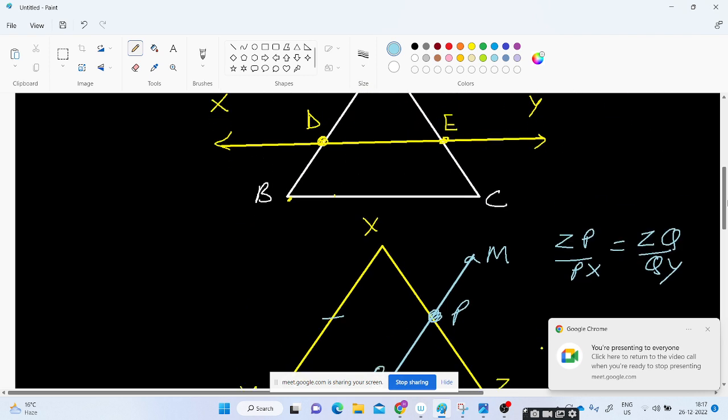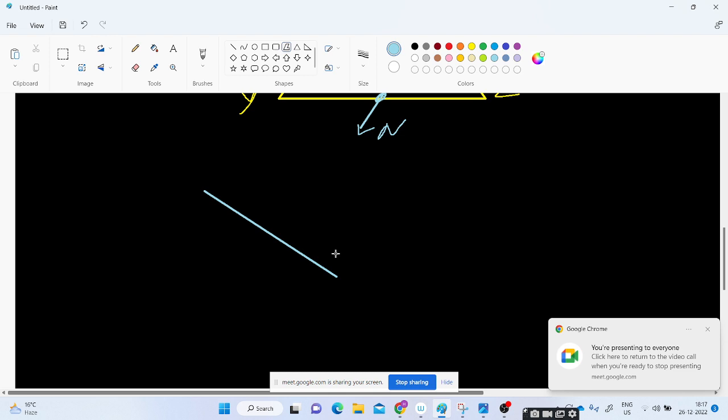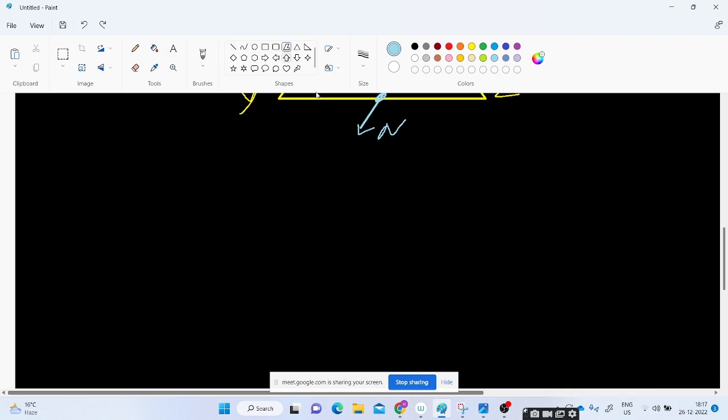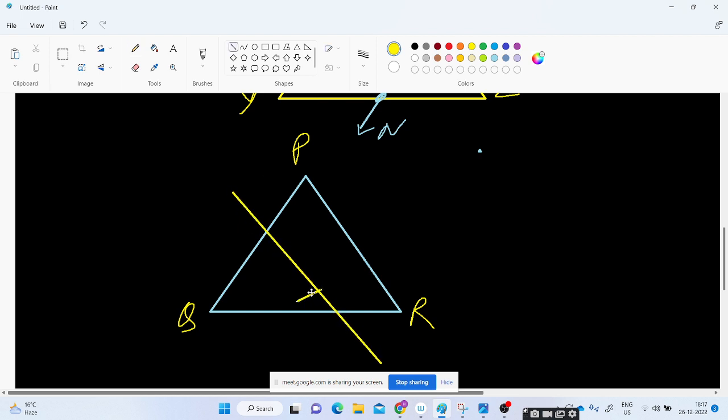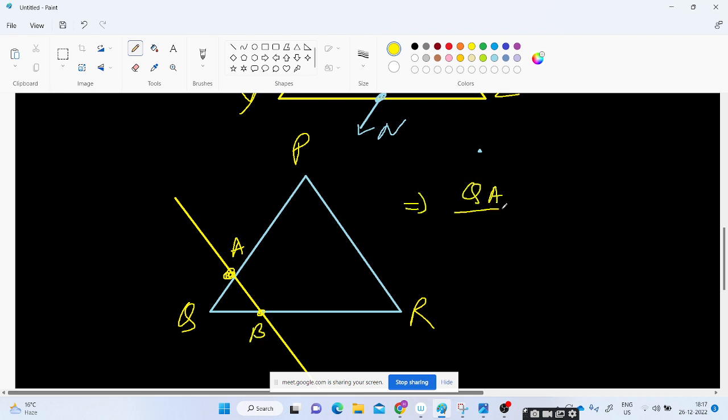And what will the third condition be? If the triangle is like this and a line is parallel like this, its parent triangle is named PQR. Even if it is parallel like this, it will come in the same ratio. From here to here, if this is parallel and you can see the name is A and this is B, then the other two sides: QA upon AP is equal to QB upon BR. So this is the beauty of this theorem, the Basic Proportionality Theorem.